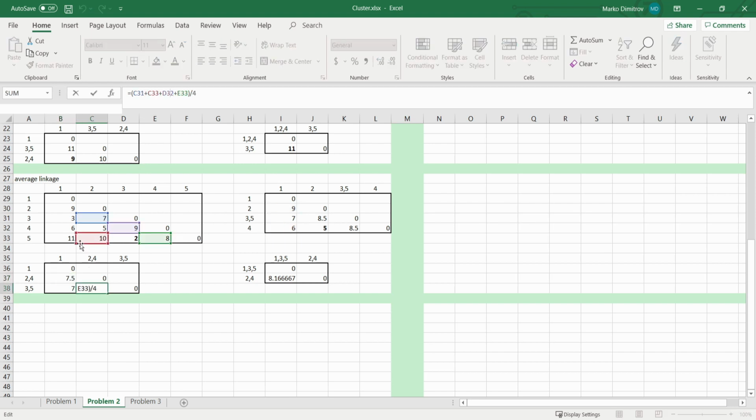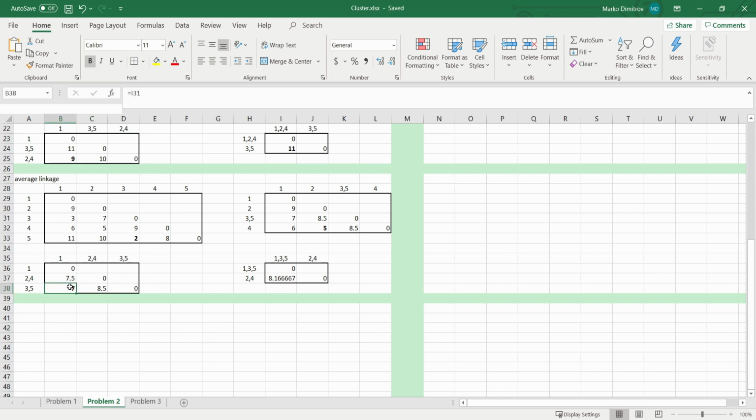What is our distance between clusters 2, 4 and 3, 5? This is the way that you average all the distances: the distances 2, 3, 2, 5, 4, 3 and 4, 5. You find them here, but you need to divide by 4, because now you have 4 distances. That way you compute the distance between the 2, 4 and 3, 5 clusters using the average distance. So what is the lowest here? 7, right?